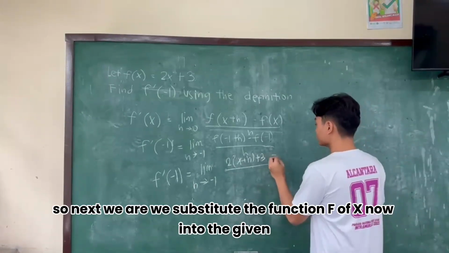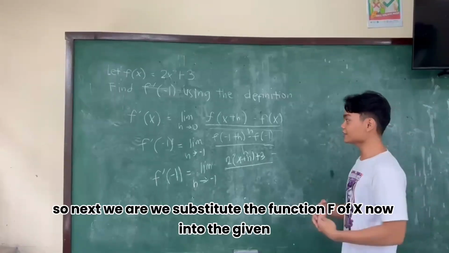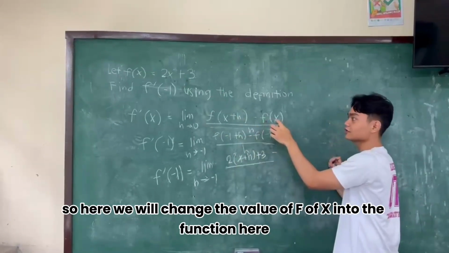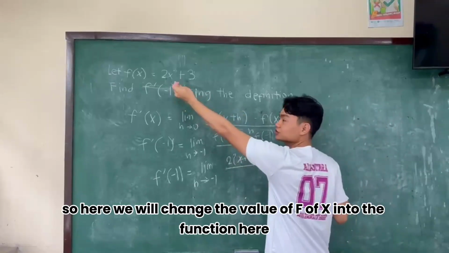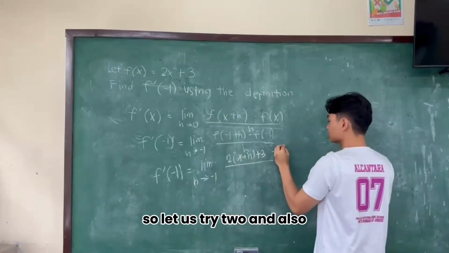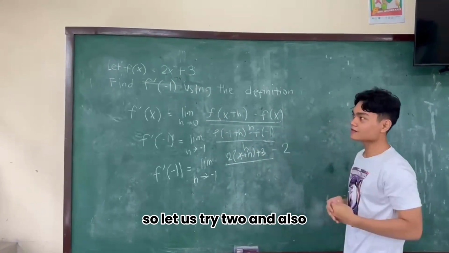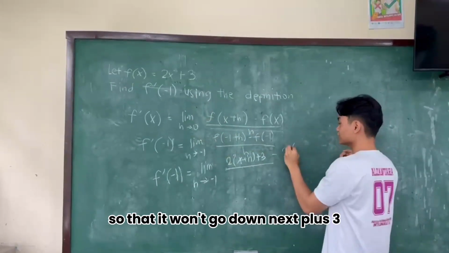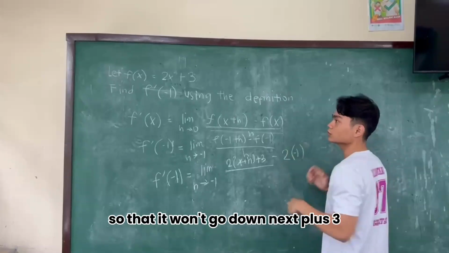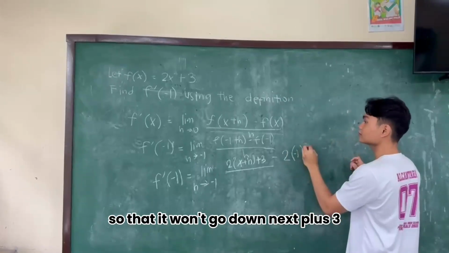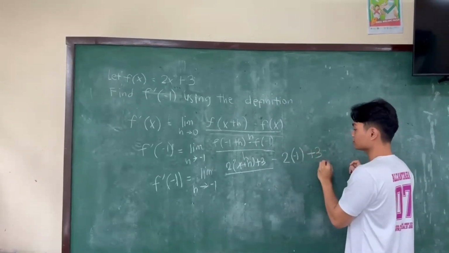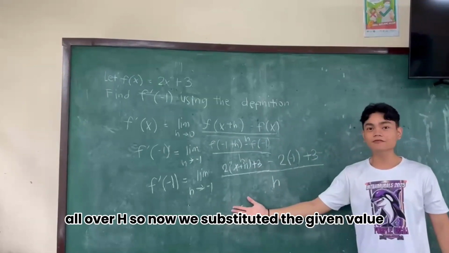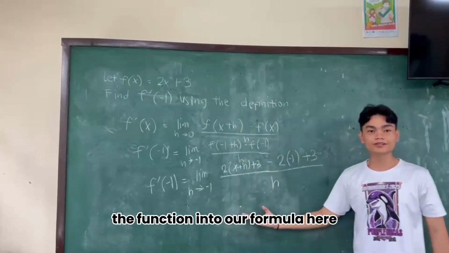So next, we substitute the function f of x into the given. Here, you will change the value of f of x into the function. So let us try 2, and also we will insert the value of negative 1 into the given x, next, plus 3, all over h. So now, we have substituted the given value of the function into our formula.